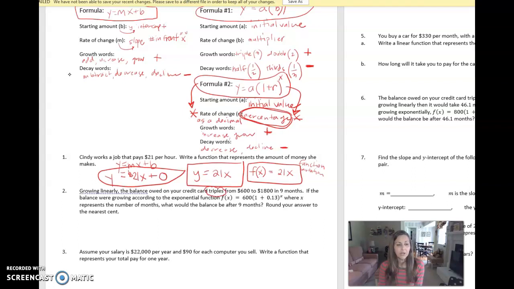If you hear the word triple, then that probably means something. If the balance were growing according to the exponential function, okay, let me write down the exponential function. Notice that they've used f of x instead of y. That's okay. So you've got 600 times (1 plus 0.13) raised to the x. There's your function, where x is the number of months. What would the balance be after 9 months? Look, they've already given you the formula. All they're asking you to do is plug this into your calculator.